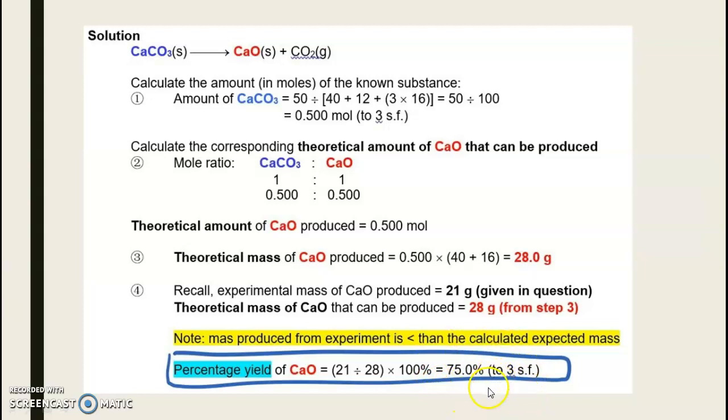Okay, so for sure, if during our calculation you realize that your theoretical mass is smaller than the actual mass that's produced, that means something is wrong, because percentage yield can never be more than 100%. So always check through your answers. A tip to check is to see that the percentage itself cannot be more than 100%.